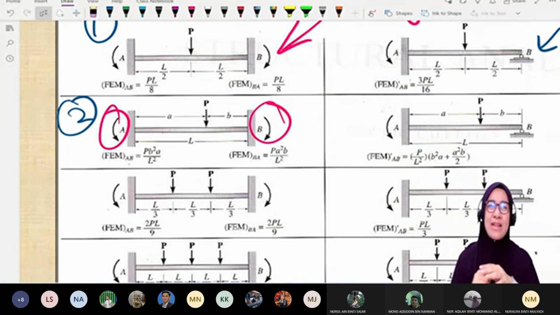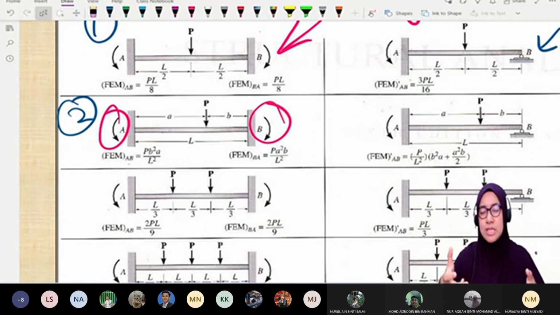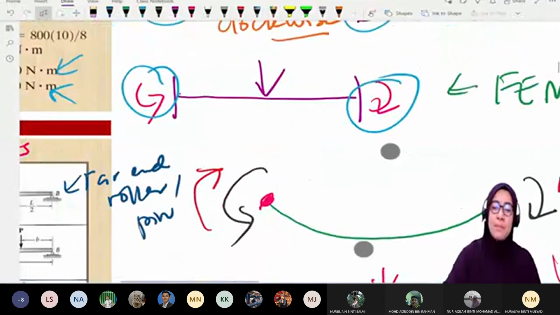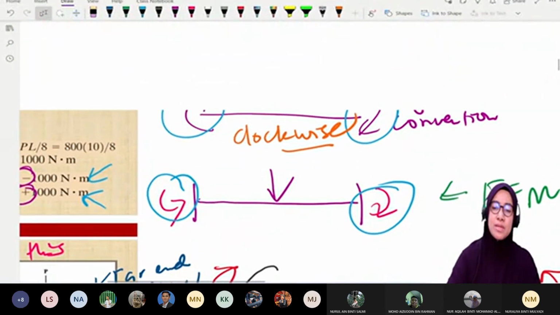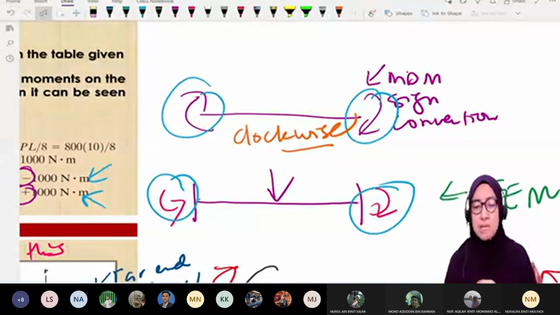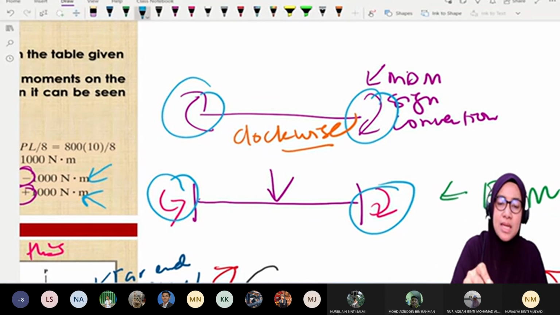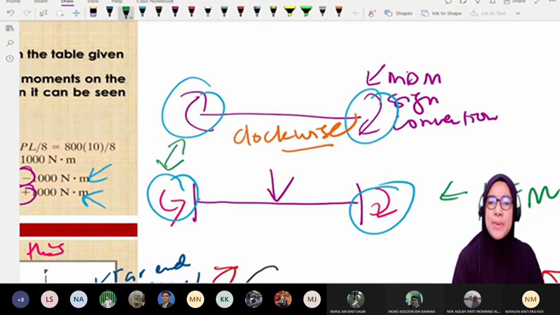Okay, because it reflects the beam's behavior. The beam bends, so to push the beam back to its original, straight, horizontal position, you must apply moment in this direction. So that is why we get one negative, one positive. And we put it into the table because of our sign convention. Okay, sign convention, MDM clockwise. So for the bottom one, here, these two are opposite, right? Opposite. Can you see that?